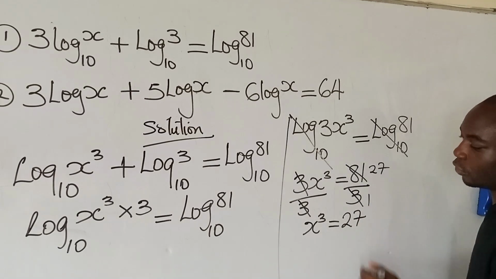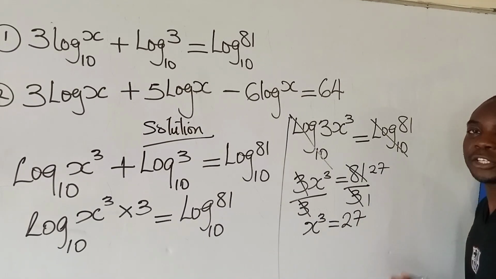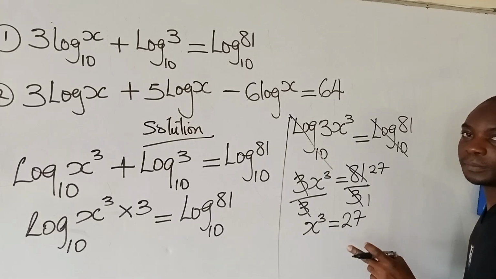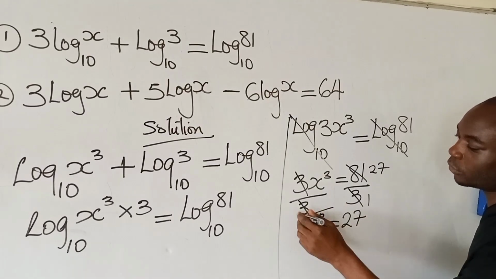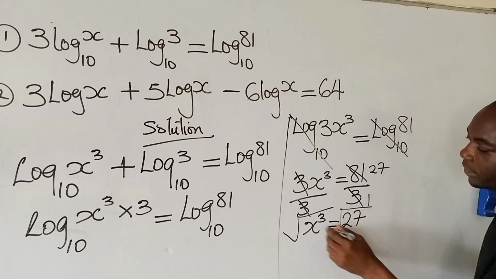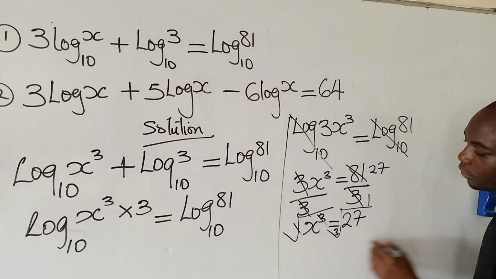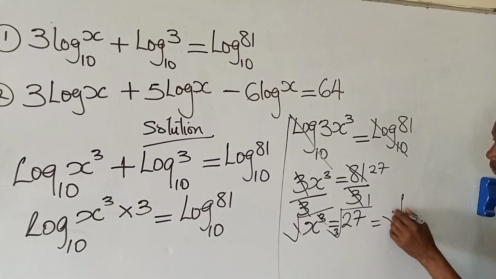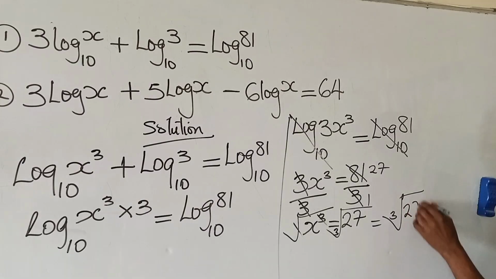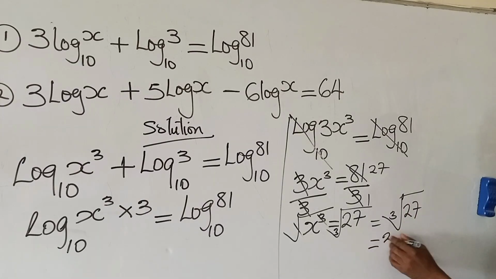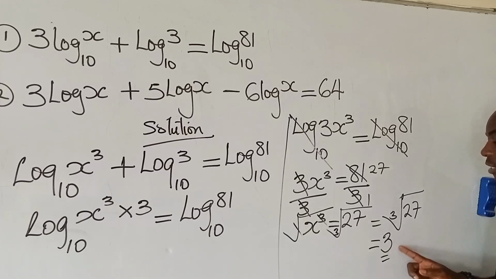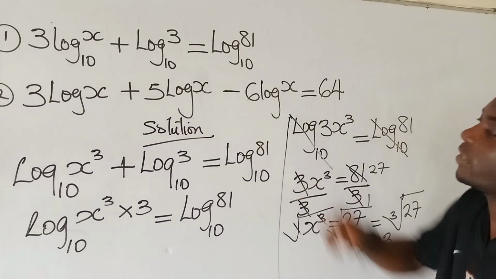Alright? So we'll ask ourselves, what is the cube root of 27? That is, we are taking the cube root of both sides. So this cancels this, and the cube root of 27 is 3. So our answer is 3, and that becomes 3 times 3 times 3 will give us 27. So let's see the next question.